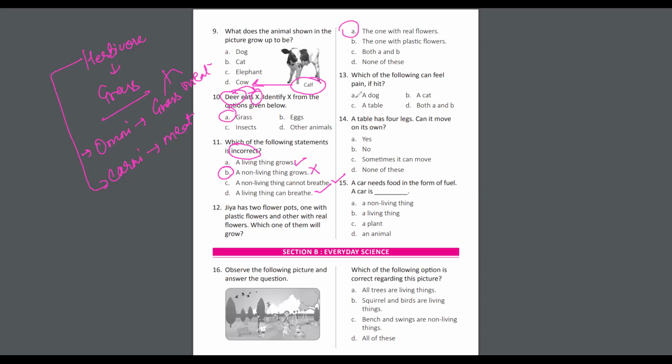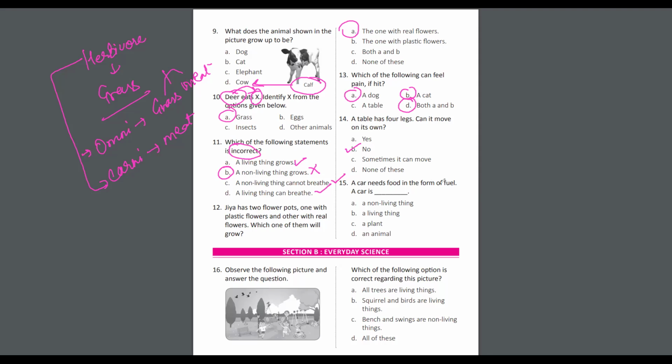Which of the following can feel pain if hit? So a dog, a cat, all living things can feel pain. So both A and B are correct. A table has four legs. Can it move on its own? Never ever. No, because table is a non-living being.